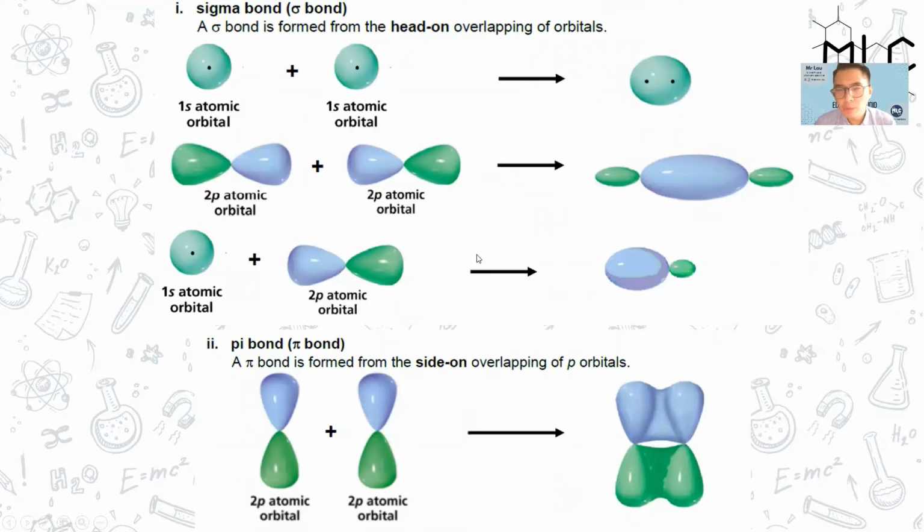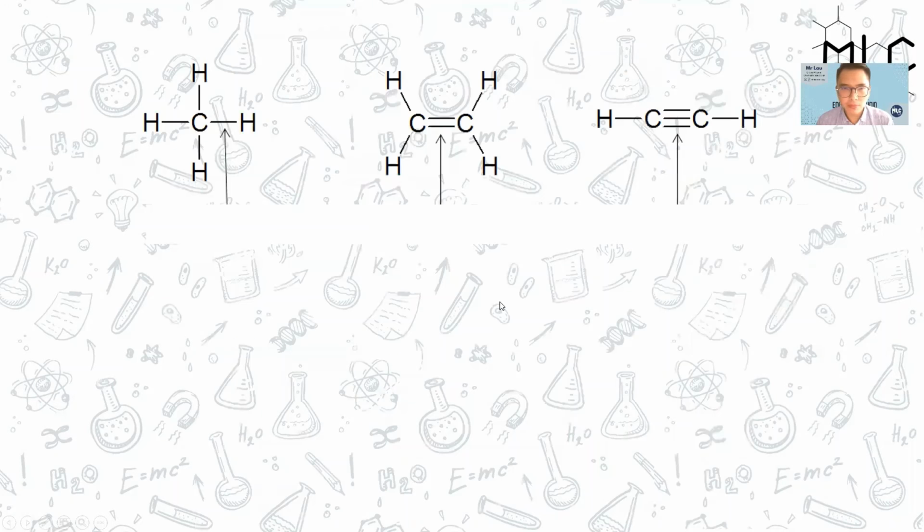Now, the valence bond theory model states that sigma bonds are formed through head-on overlap of orbitals, either s and s orbitals, p and p orbitals, or s and p orbitals, while pi bonds are formed through sideways overlap of p orbitals. So for example, this bond between C and H over here is a sigma bond. If there are two bonds, the first bond will be a sigma bond and the second bond will be a pi bond. If there are three bonds, the first will be a sigma bond and the two other bonds will be pi bonds.